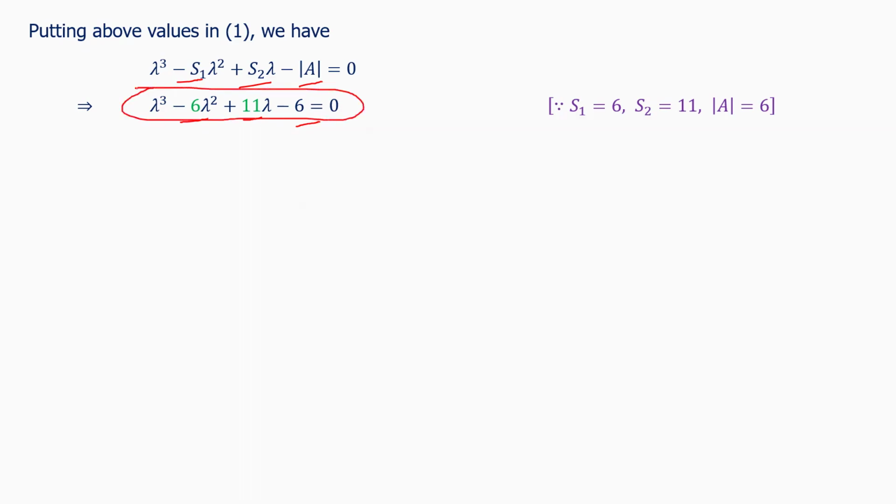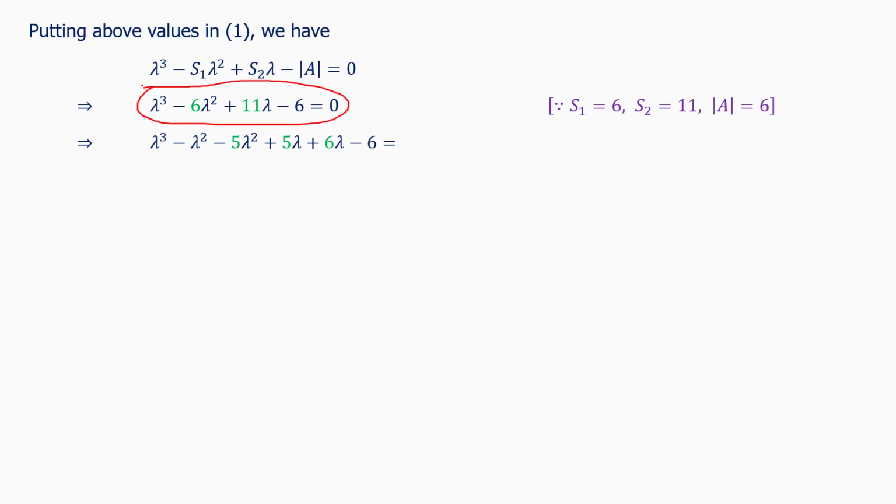Now, our aim is to find the values of lambda. Since the power of this equation is 3, it is a cubic equation, so we obtain three values of lambda, and those values will be the eigenvalues of this matrix. So let us try to simplify it. We can also use the calculator to find the solution of the cubic equation in one shot, or let us try to rearrange the terms by using the factorization method.